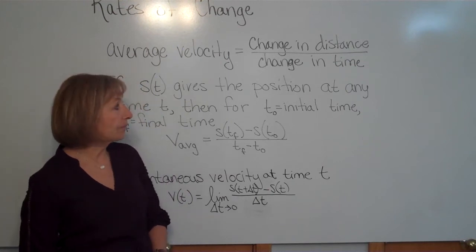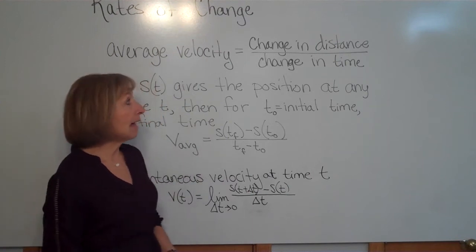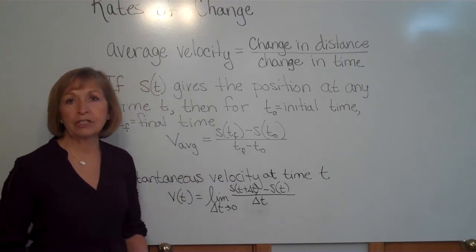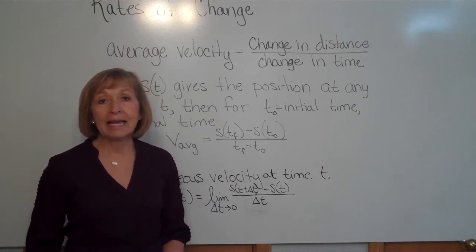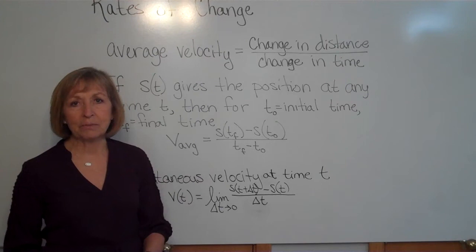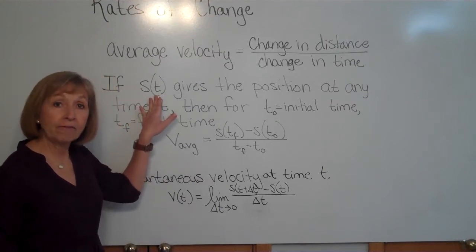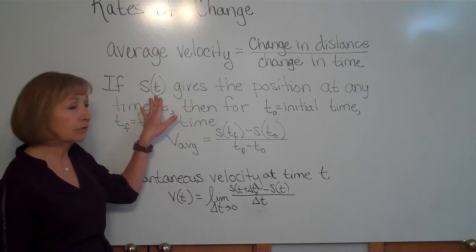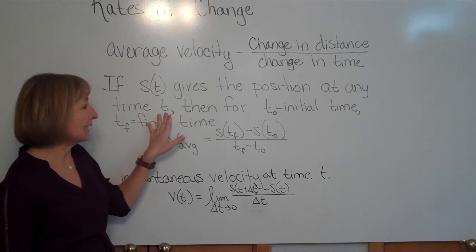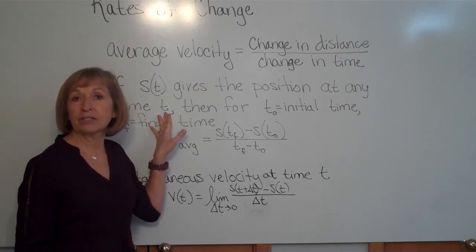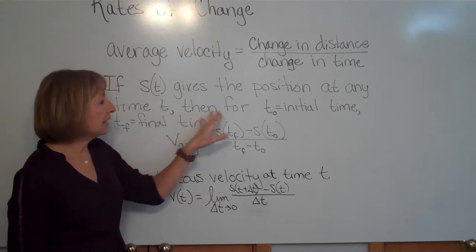Now, when we look at the notation for this, in a lot of situations they use the name of your position function to be the function s, and your time being the independent variable t. So s of t is often the notation that gives the position of that particle at any time t.